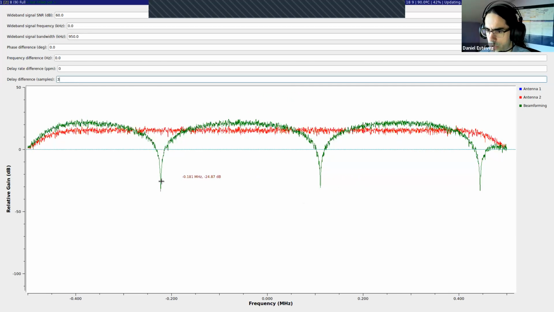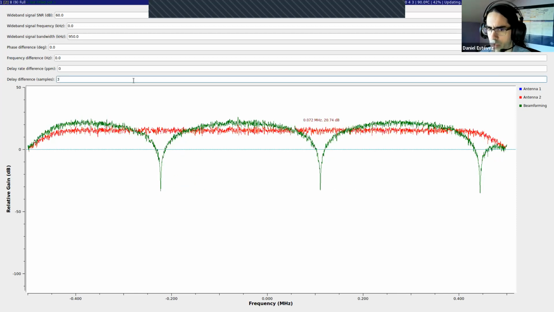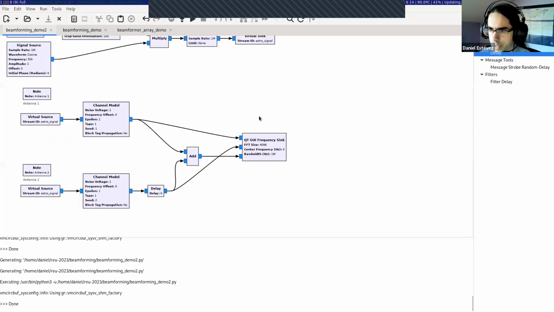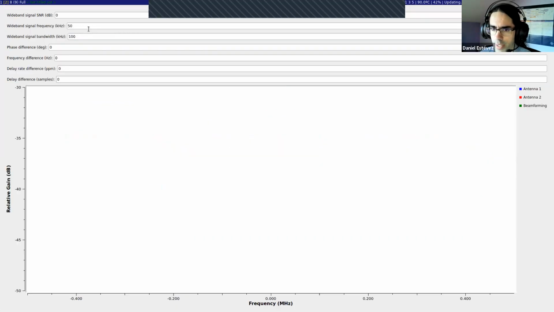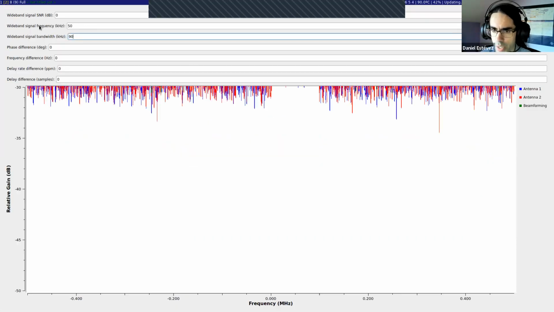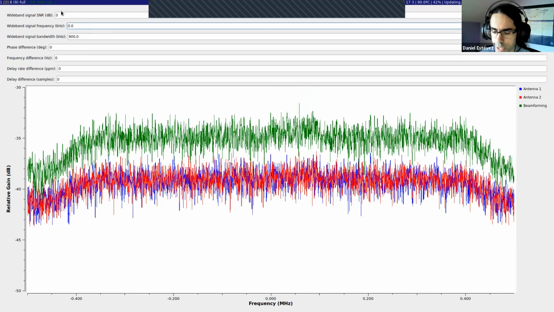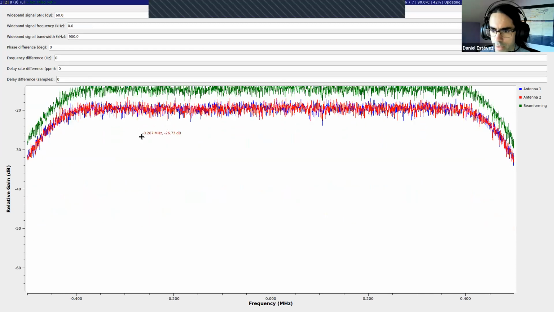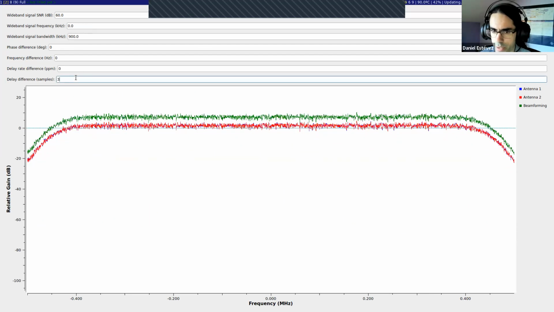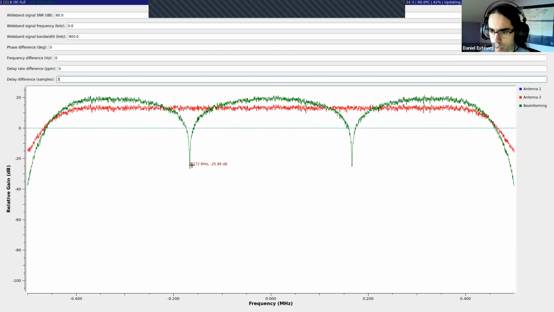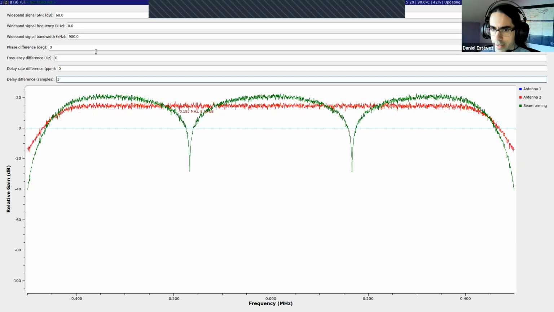Why is this pattern not symmetric in the spectrum? That is because I have stopped the frequency difference, but there is some phase offset between the signals. In fact, I can demonstrate this starting again from scratch. So 900, 0, 60, and then 3 samples, and I haven't touched the frequency difference. So the destructive interference happens at symmetric points.